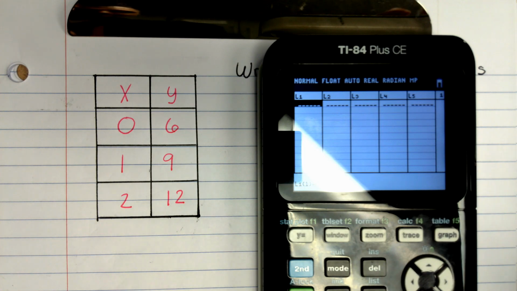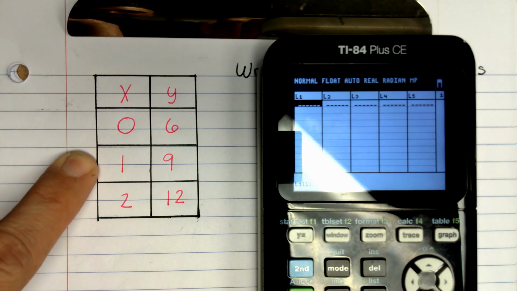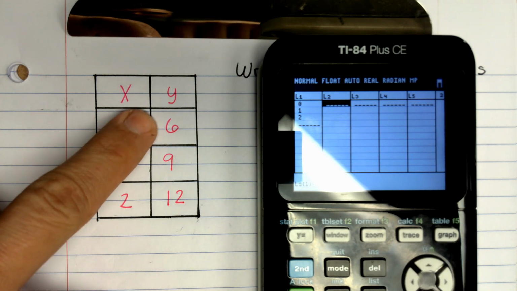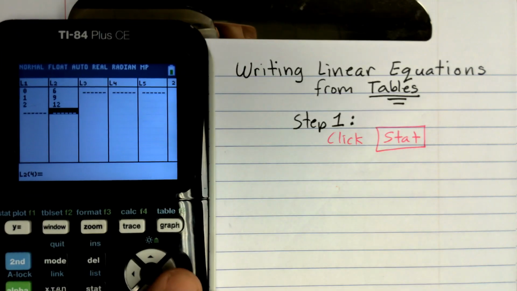And so now what I want to do is enter exactly what I have in the table over here. So for instance, my x values are 0, 1, and 2. So I'm going to put in a 0, 1, and 2. And then my next one is 6, 9, and 12. So I'll put in 6, 9, and 12. Now once I put in all my entries, I'm going to go ahead and click stat again.